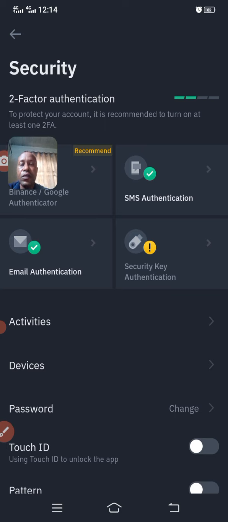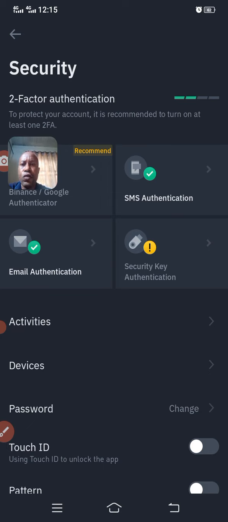Security means a lock that helps you to lock your account because of fraudulent activities. Now, Binance provides a whole lot of ways in which you can lock your account. 4 ways. Number 1, we have Binance Google Authentication or Authenticator. Number 2, we have SMS Authenticator. We have email and security key authentication. So these are 4 ways. It depends on you. If you want to use the 4, that's okay for you.